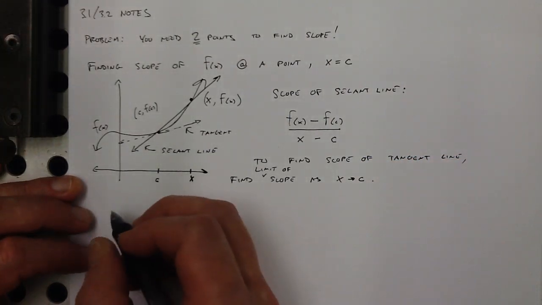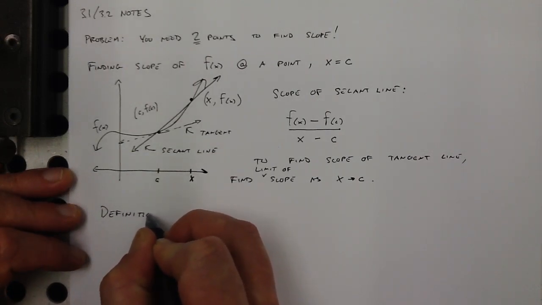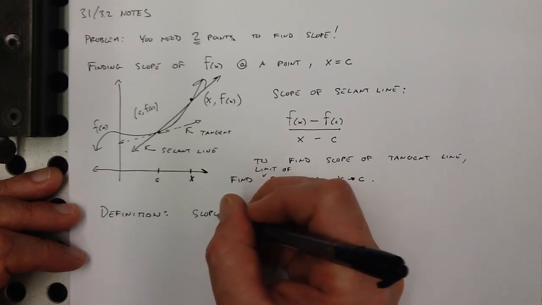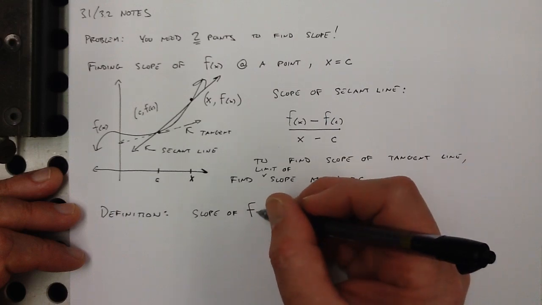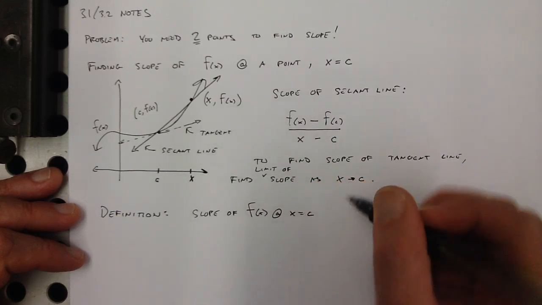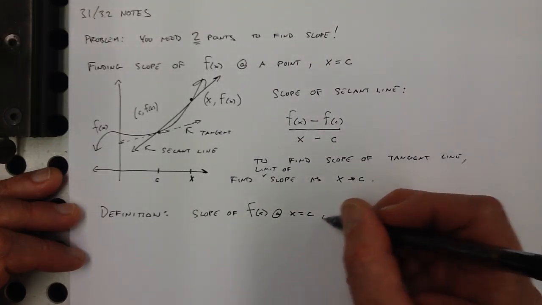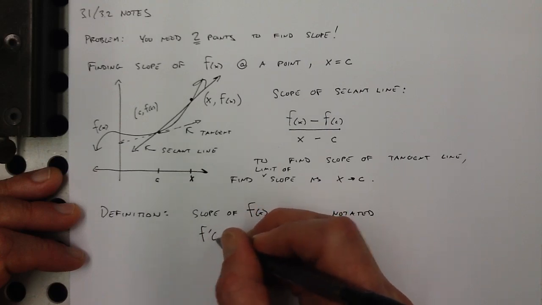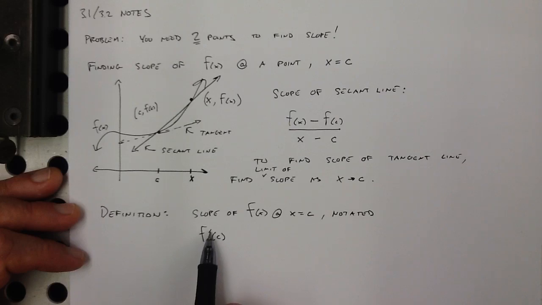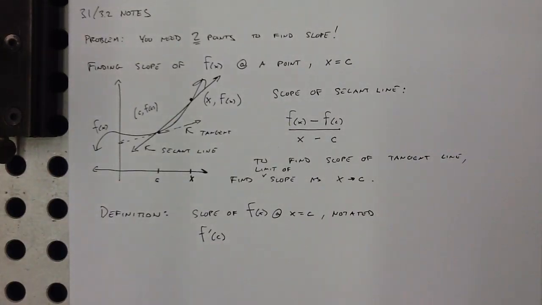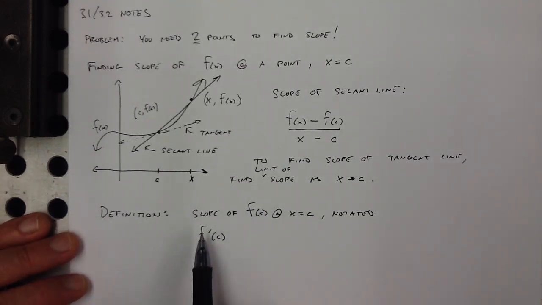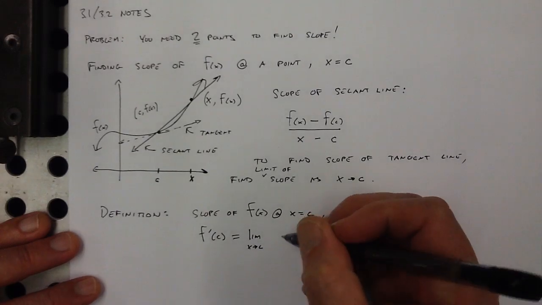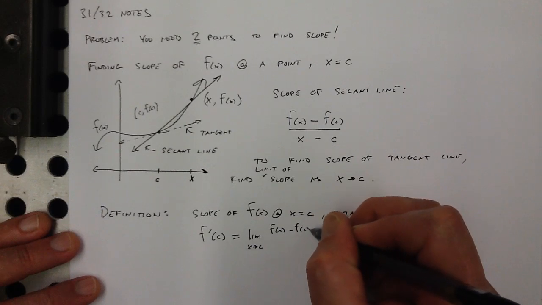So, here we go. Here's our first definition. We'll say the slope of f of x at x equals c, that's what we're talking about, and the notation here, I will use the notation f prime of c. That little prime right there means we're talking about not the f function, but the slope of the f function. The slope of f of x at x equals c, or in other words, f prime of c, is equal to the limit as x approaches c of f of x minus f of c, over x minus c.